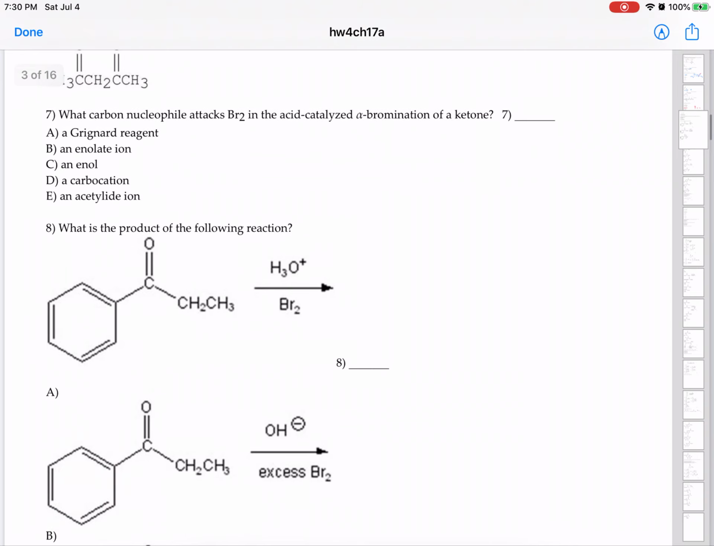Number 7. What carbon nucleophile attacks bromine in the acid catalyzed alpha bromination of a ketone? Normally it is the enol that attacks bromine. Okay, the enol. Let me see if I can show you.